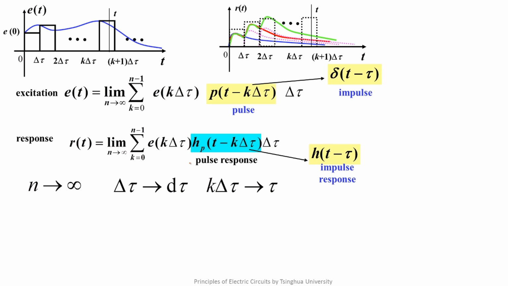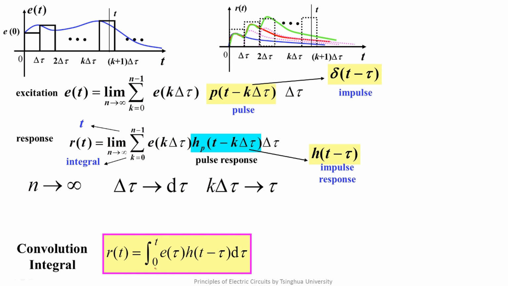So the response can be written in the form of the integral. The lower limit is 0, and the upper limit is our interested time t. The expression of the integral can be written in this form. This is the lower limit of the integral corresponding to this. This is the upper limit of the integral corresponding to this. This is the first item of the integral corresponding to this. This is the second item of the integral corresponding to this. This is the integral variable corresponding to this.